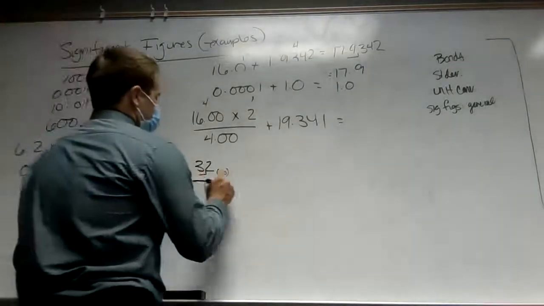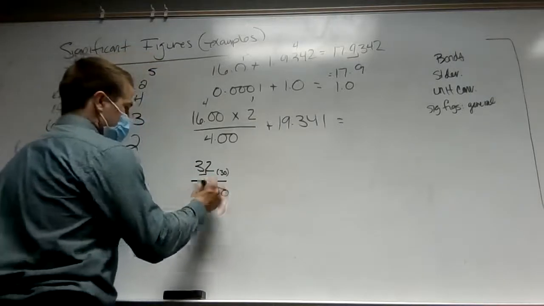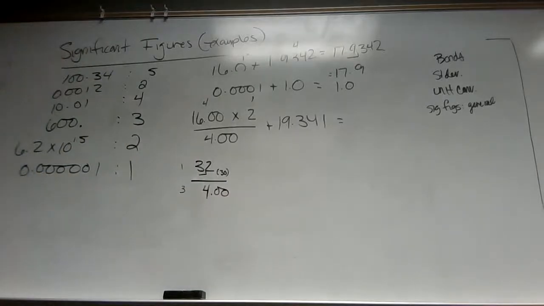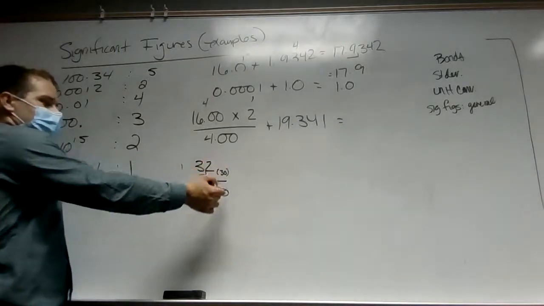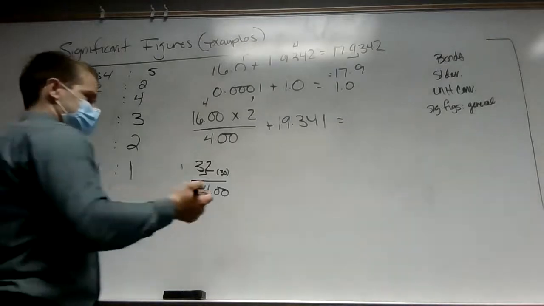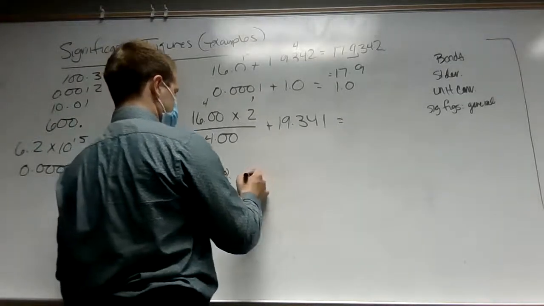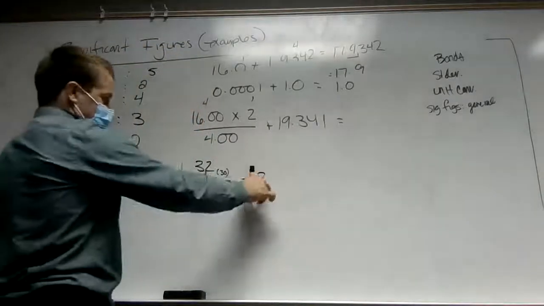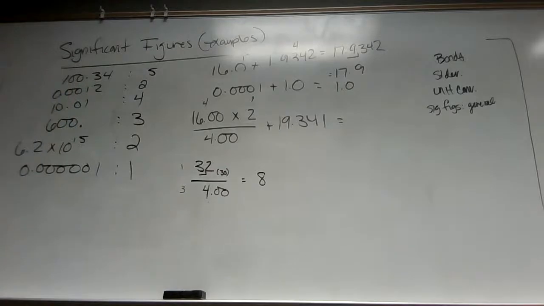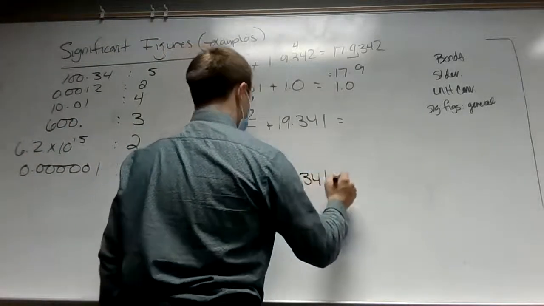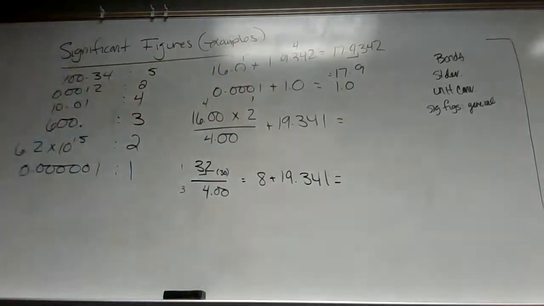Now we divide by 4. This has 3 sig figs. This has 1. We know our answer is only going to have 1 significant figure. But rather than take 30 divided by 4, we take 32 divided by 4. What do we get? 8. And this is our only significant figure. So then when we take 8 plus 19.341, what would we say our final answer is?